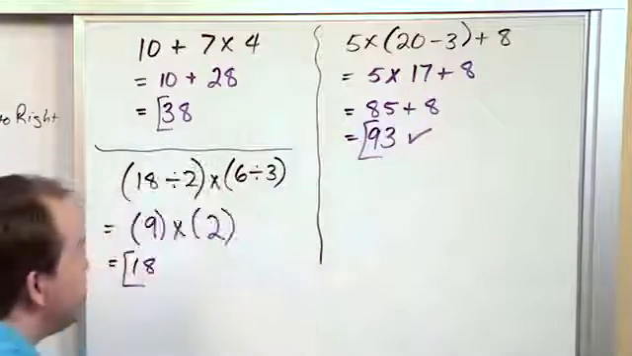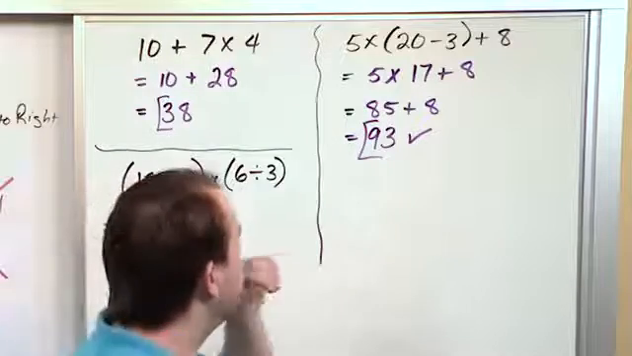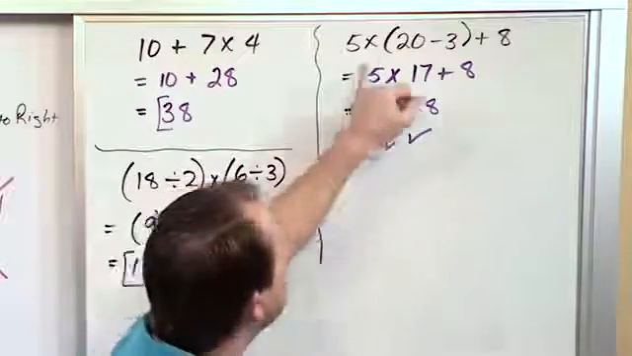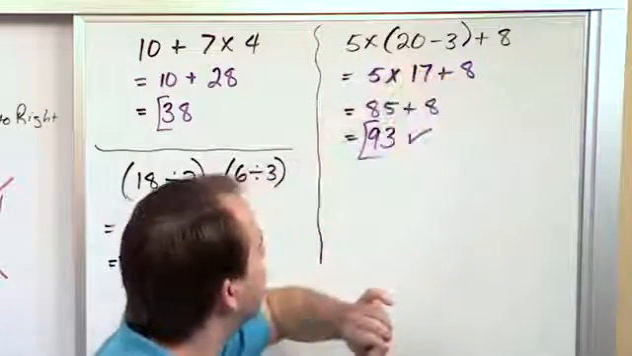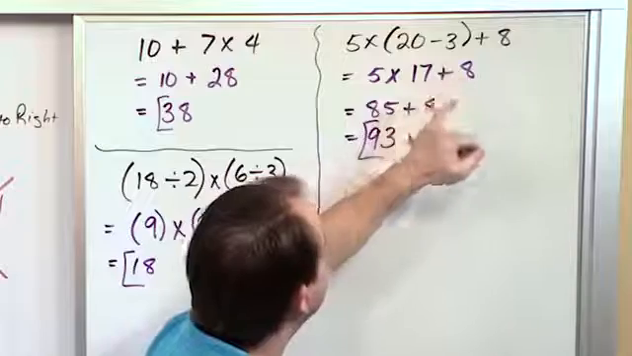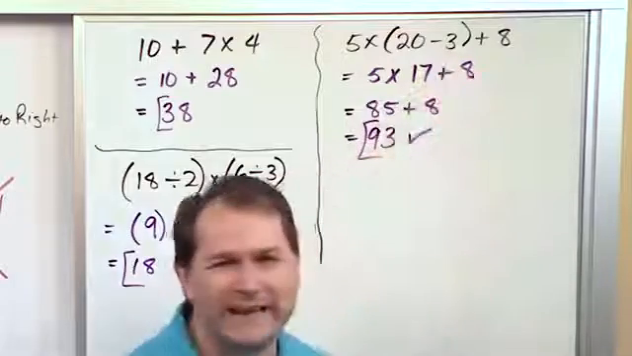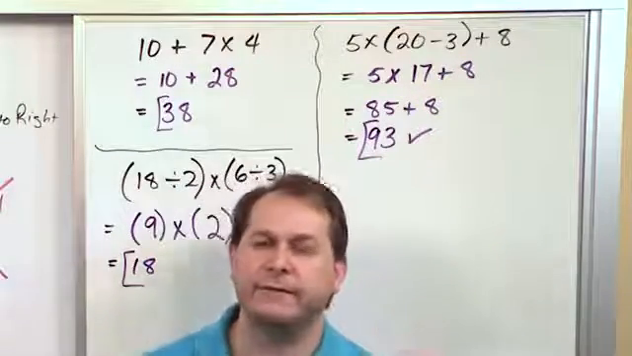You need to make sure you understand the concept of what we're doing here because a lot of students will get confused. If you don't know the order of operations, you might try to multiply 5 times 20 first, or you might try to do something with this 3 plus an 8 first, and you can't. There's a specific way of doing it.